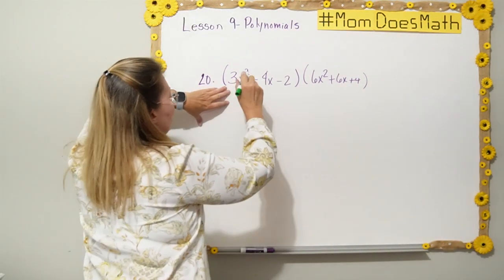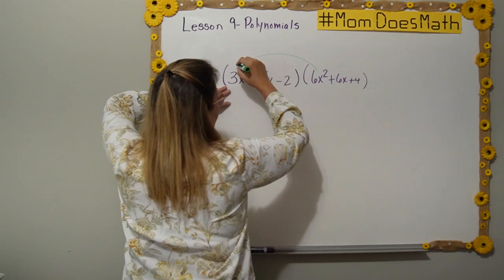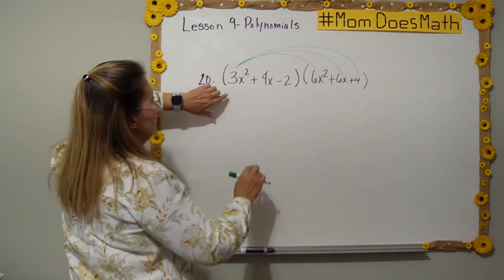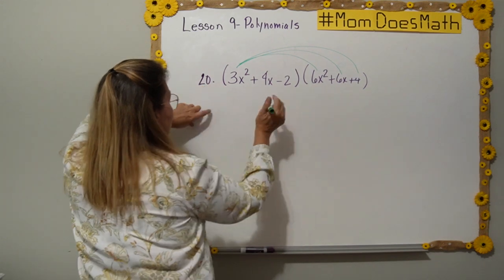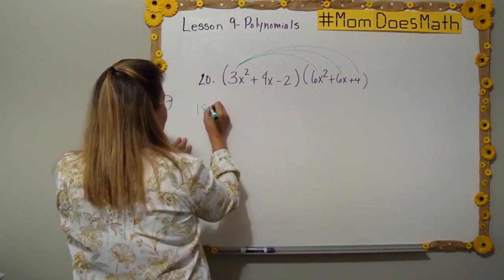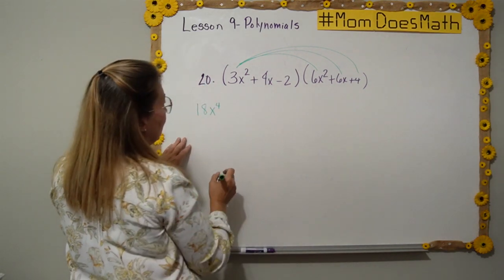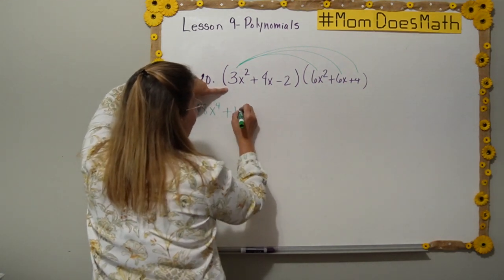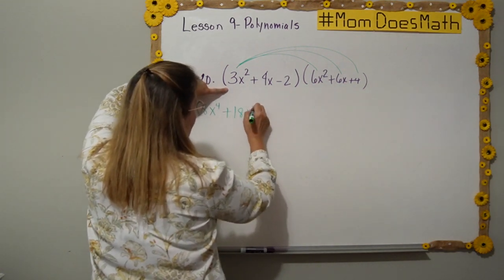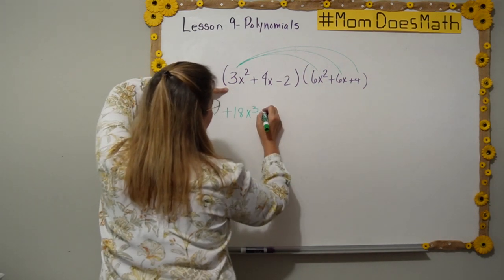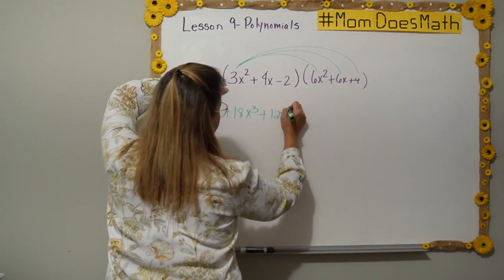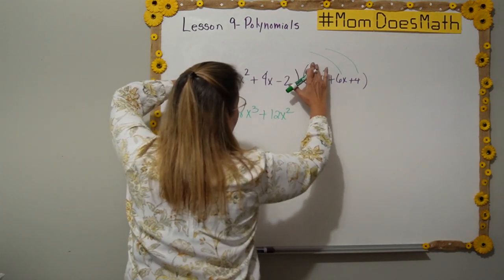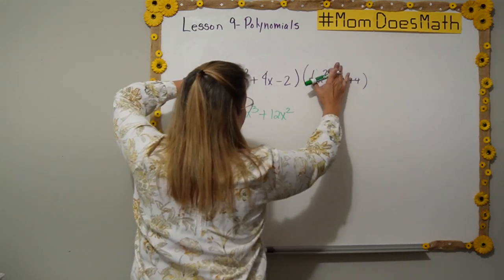I'm going to take the first thing and I'm going to multiply it times everything in that third set of parentheses. So 3x squared times 6x squared gives me 18x to the fourth. And 3x squared times 6x gives me 18x to the third. And 3x squared times 4 gives me plus 12x to the second. Okay? So that took care of all of the first term.